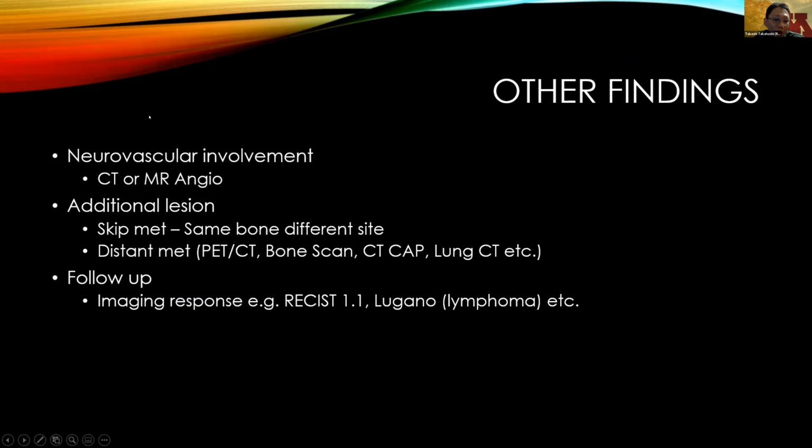And then obviously radiology can play a role in other areas. If you see a lesion, how's the neurovascular involvement? Are there any additional lesions? If it's looking for distant metastases, that's where different modalities come in beyond the MRI or regular CT scans: PET CT, maybe bone scan, maybe CT chest, abdomen, pelvis, or lung CTs. And when you have follow-up imaging, we try to assess the imaging response. Certain types of scans use certain criteria, like RECIST criteria is one of those. If it's lymphoma, they have their own criteria.